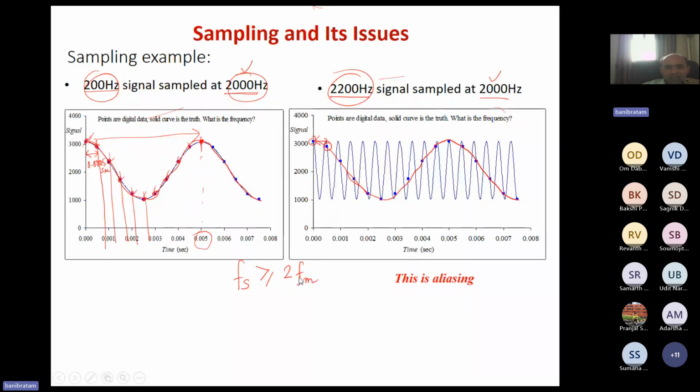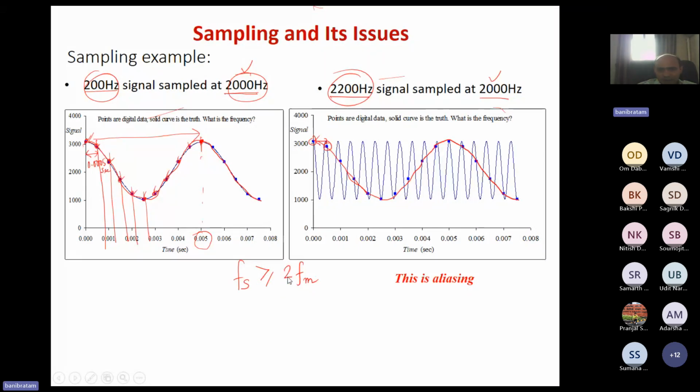If FM is the maximum component of the signal frequency, the sampling frequency should be chosen at least 2 times the original signal frequency. So if the signal frequency is 200 Hz, my sampling frequency should be greater than or equal to 400 Hz. If the signal frequency is 2200 Hz, then my sampling frequency should be greater than or equal to 4400 Hz, so that I will not have any aliasing and I will be able to reconstruct the signal back after joining the dots.